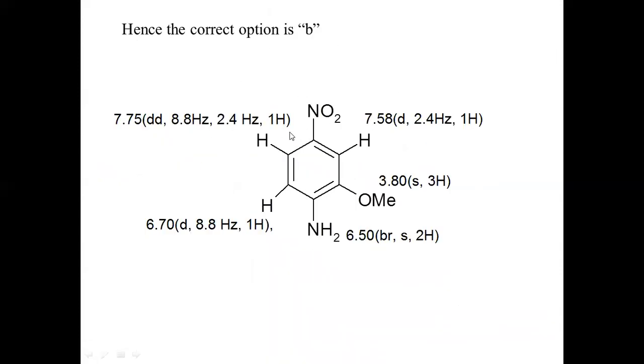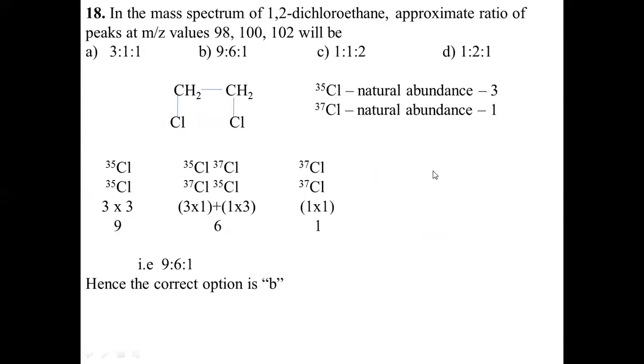Now just look at the values. This is a highly deshielded one, which is being coupled by ortho hydrogen and meta hydrogen. And this is coupled by only meta hydrogen. This hydrogen is coupled by only ortho hydrogen, and these are the other values.